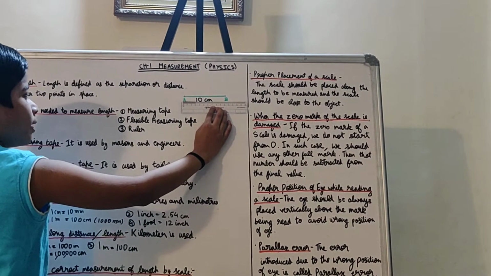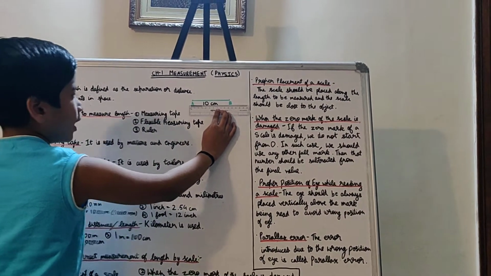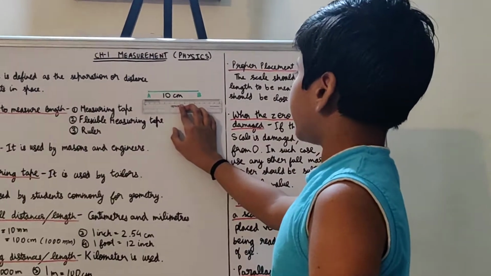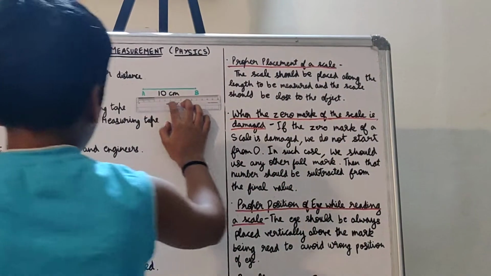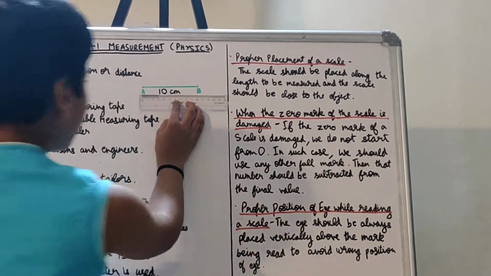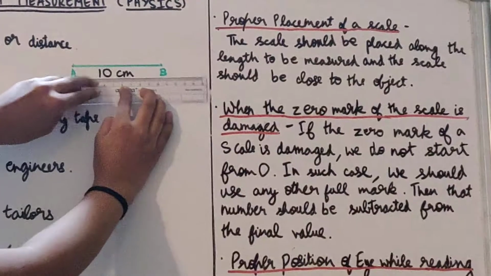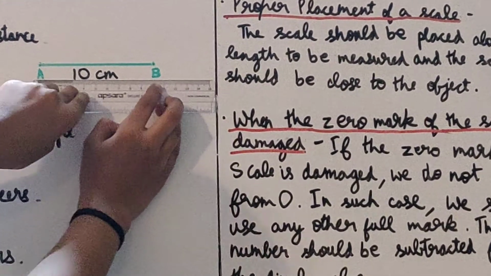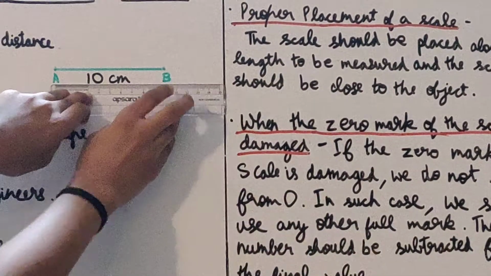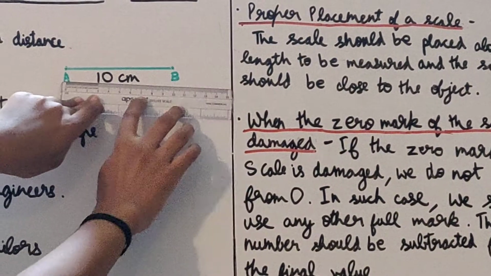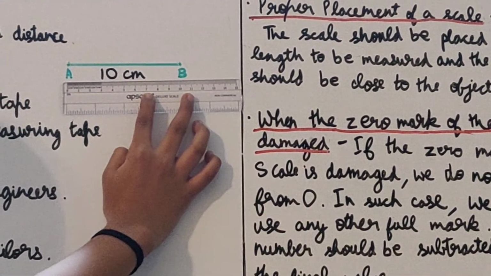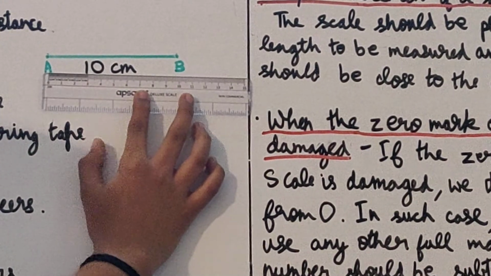If I see from here, I will get 11 as the answer. But if I see from here, it is showing 10.5. But the correct reading is when you see it vertically. When we see it vertically, we get that it is 10 centimeters. So the eye should be placed vertically to avoid parallax error.